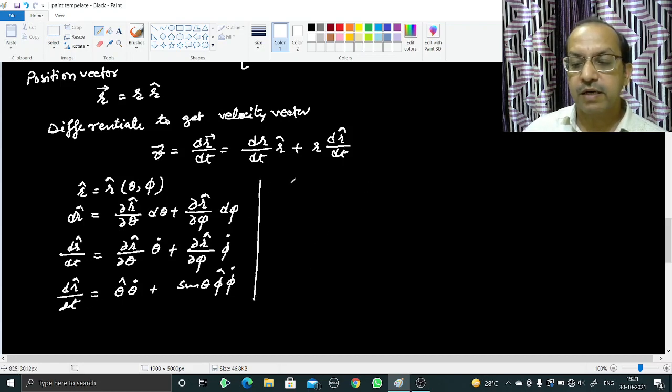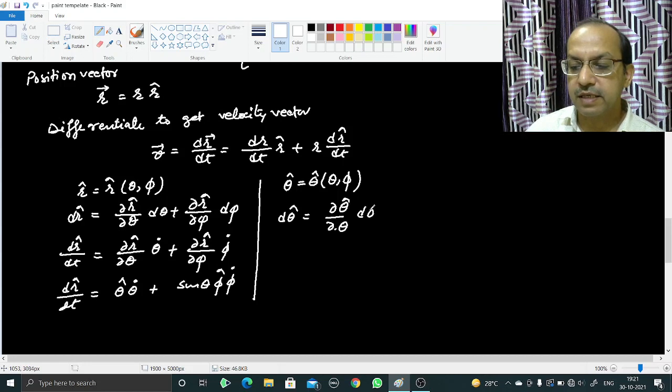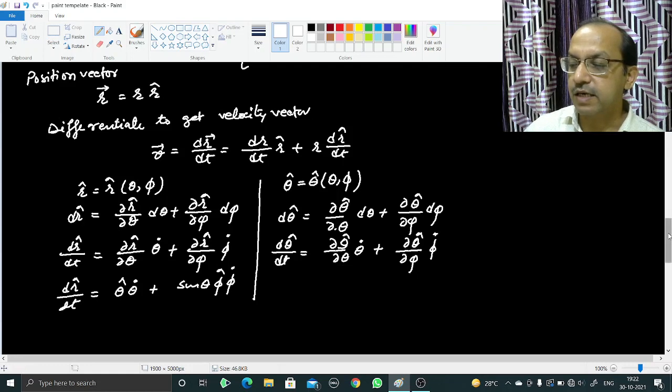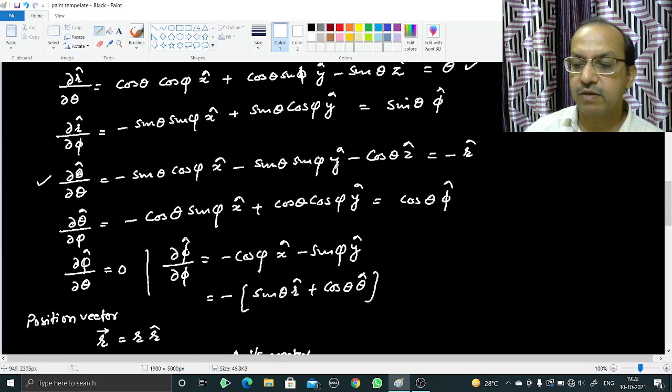Now we will also calculate theta cap, which is a function of theta and phi. That means d theta cap, the total differentiation of theta cap, can be written in terms of partial differentiation as del theta cap del theta d theta plus del theta cap del phi d phi. Or you can say d theta cap dt will be equal to del theta cap del theta theta dot plus del theta cap del phi phi dot. So what is del theta cap del theta? Del theta cap del theta is equal to minus r cap.